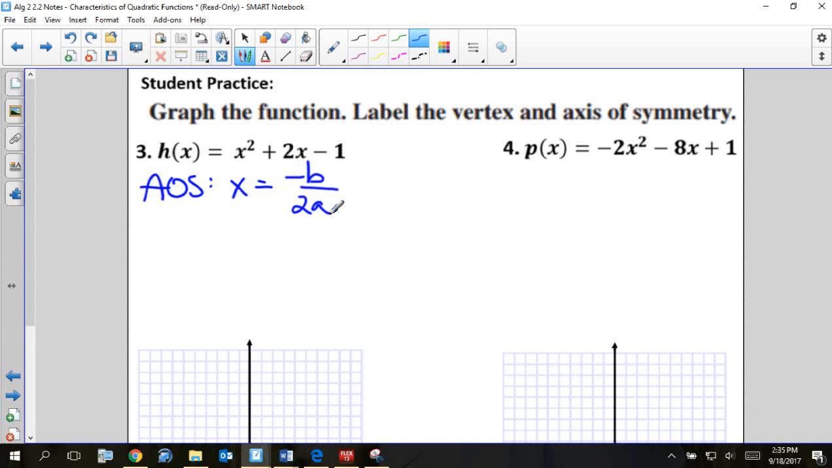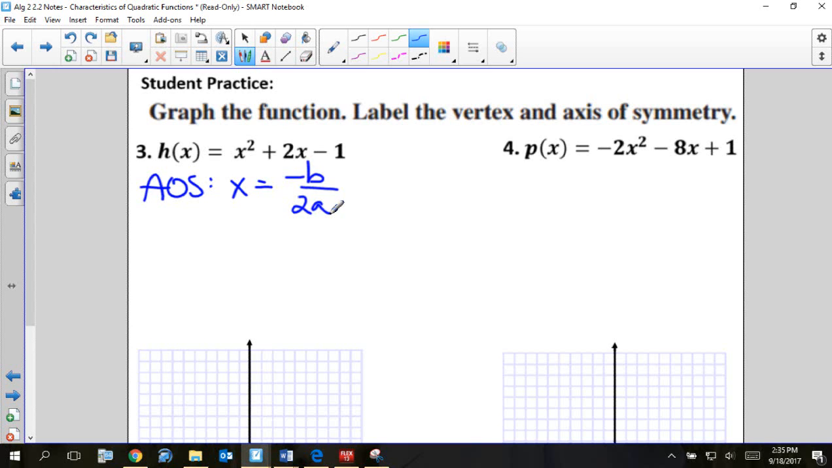Don't come to me the day of the test like, did we get a formula sheet? Because I never memorized. Memorize. You guys are in a big boy and big girl class. This is like 3 letters, negative b over 2a. You can do it. And then from there, you just have to plug it in.